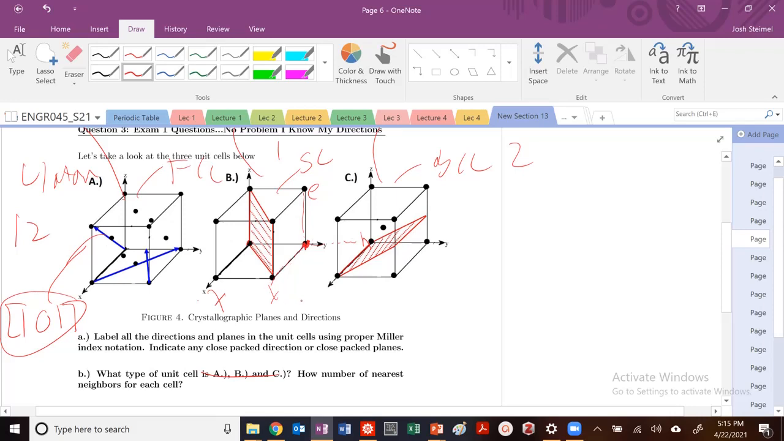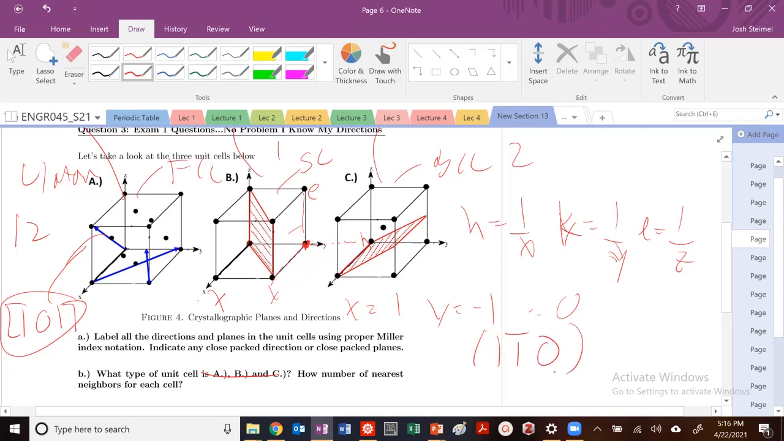So where do I intersect x? I intersect x at 1, so x equals 1 is my intercept. Y equals minus 1, and where do I intersect my z here? Never, so it's infinity. And h equals 1 over x, k equals 1 over y, and l is equal to 1 over z. So my plane is going to be (1, 1̄, 0). That's it. So hopefully it makes sense. Our x-axis is being crossed there, our y-axis is getting crossed over there, and that's it, the hkl indices.